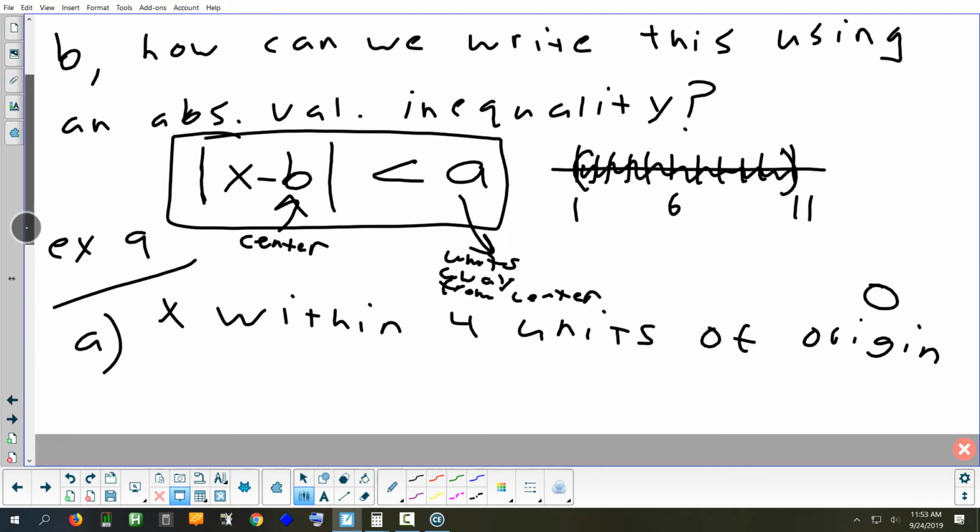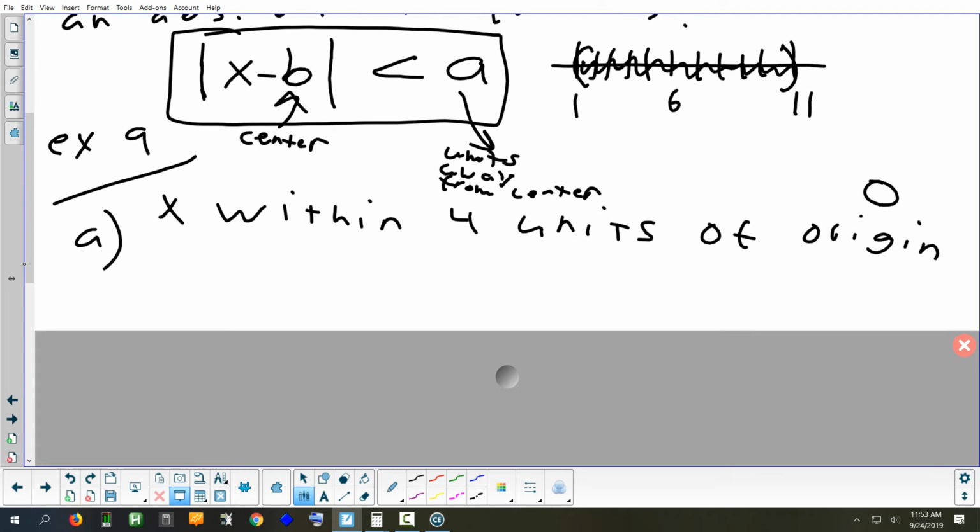So, units away from center. I can figure this out quickly in my head. If I'm within 4 units of the origin, I'm between -4 and 4. So we know what the answer should be. Let's set up this inequality and see if we get -4 to 4.